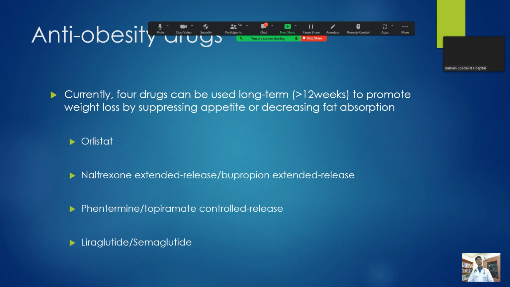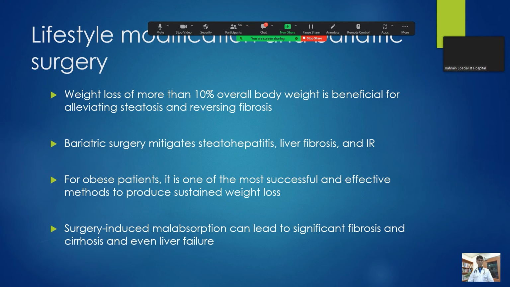Currently approved medications for weight loss are orlistat, naltrexone extended release, bupropion extended release, phentermine, topiramate, liraglutide, and semaglutide, which is being used now. But they are anti-obesity; we cannot say they are all for NAFLD. Yes, indirectly we can say that if the person loses weight, they will improve in terms of NAFLD. So weight loss of more than 10% is overall beneficial in alleviating hepatitis and fibrosis.